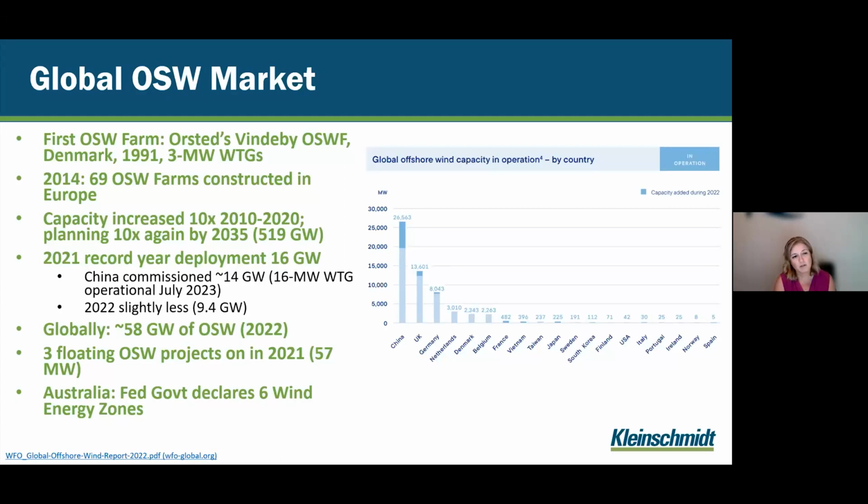We jump forward: the span between 2010 and 2020 is really when the market started to take off, particularly in Germany and the Netherlands and in the UK. There was about a 10-fold increase in that decade. And now market trends are showing us another 10-fold increase by 2035.